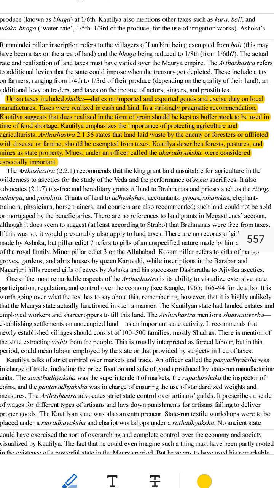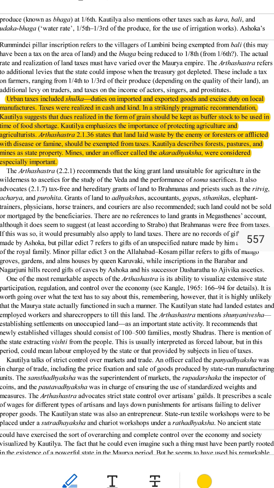Sure, let's break down the information about urban taxes and how Kautilya, also called Chanakya, discussed managing resources in ancient India. We'll keep it super simple and easy to understand. Urban taxes. In cities, urban areas, people pay different kinds of taxes. Here are the main ones.